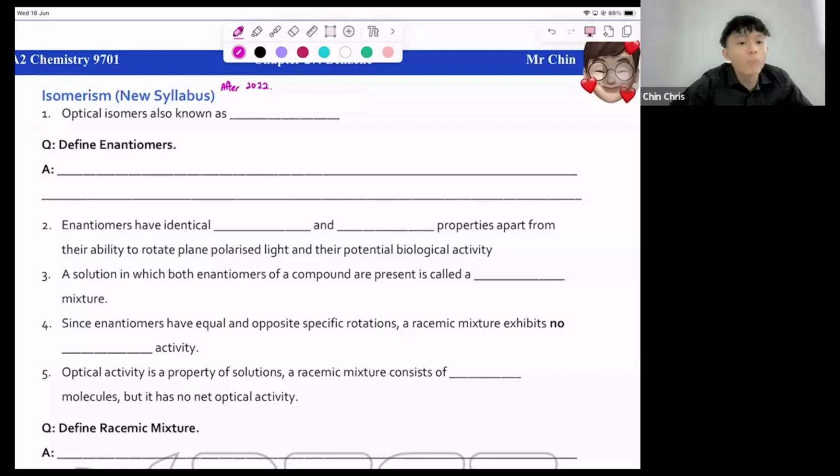Okay, so we have optical isomerism and enantiomers. Guys, you should remember what is optical isomer? The mirror image thingy, chiral center. Yes, right. So guys, for optical isomer, we have another term given. We also call it enantiomers.